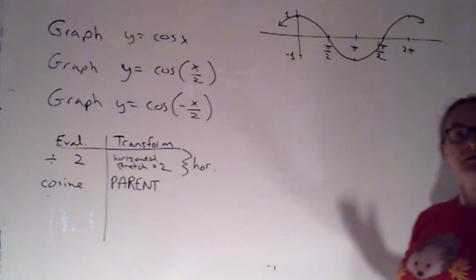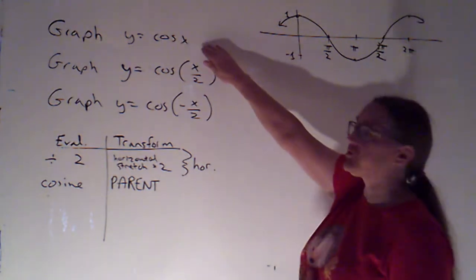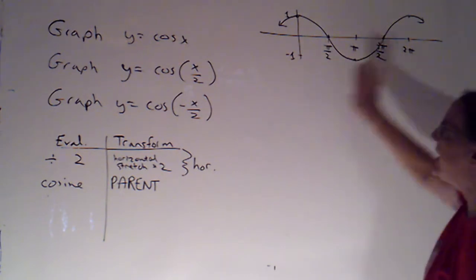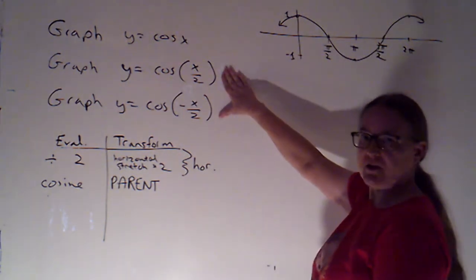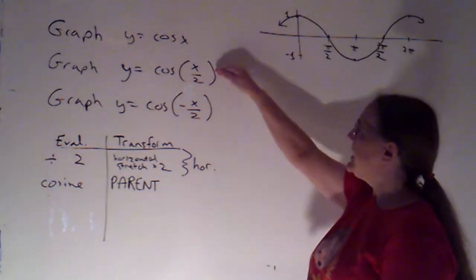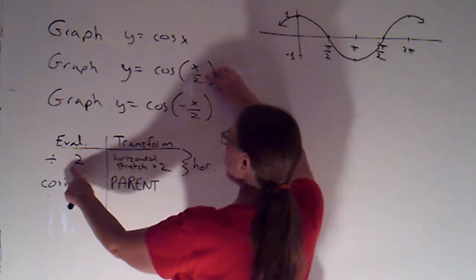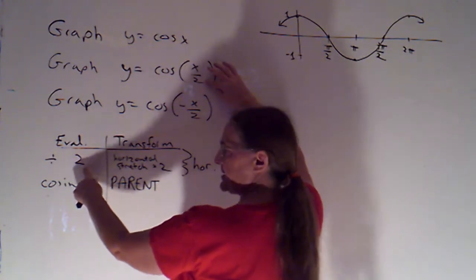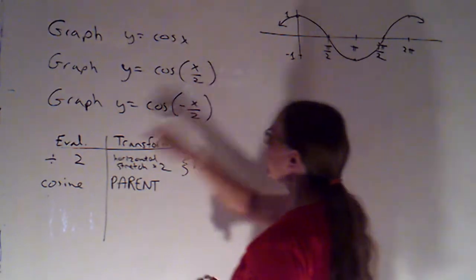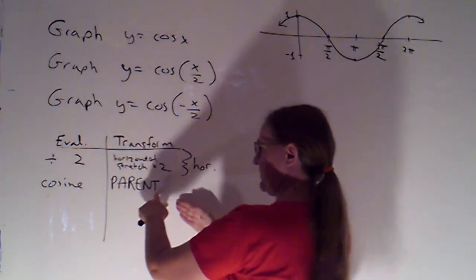At the end of the last video, I gave you this assignment. First of all, just graph cosine of x, which is our parent function, so I've got that up here. And then graph these two transformations. So I started on this one. We're graphing cosine of x over 2. In evaluating that, the first thing I would do is divide x by 2, which of course is equivalent to multiplying by 1/2. And then I would plug into cosine, which is my parent function.